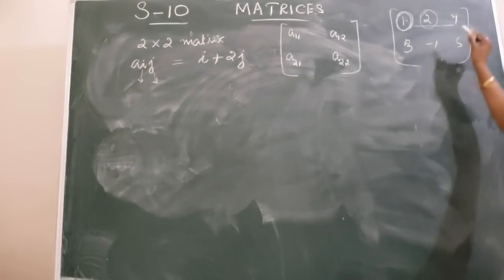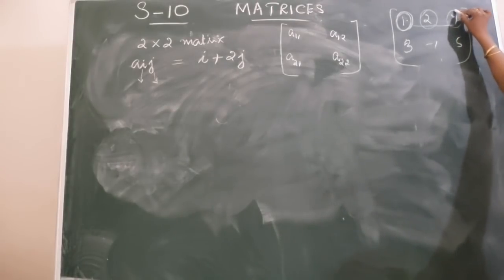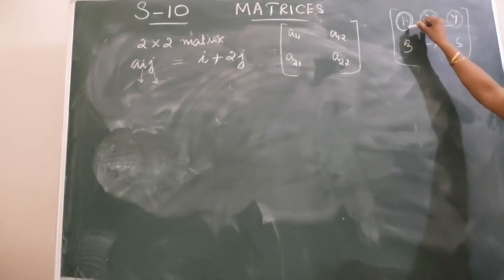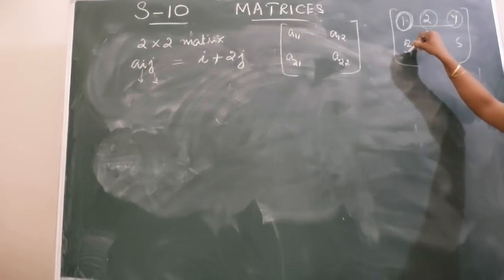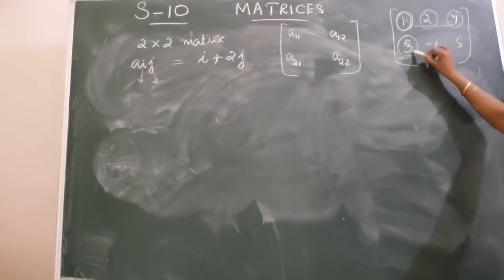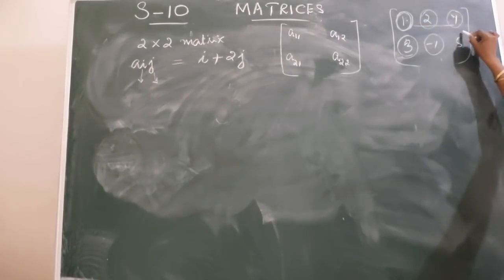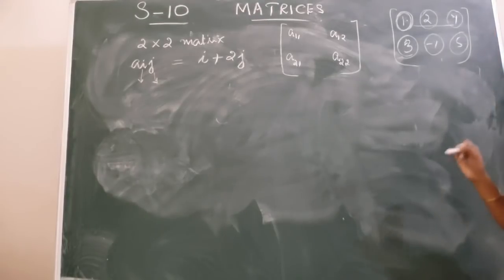Okay, and this is first row with the third column. So this will be 1, 3. This will be 1, 1, 1, 2, 1, 3. This is second row, first column. Second row, second column. Second row, third column.